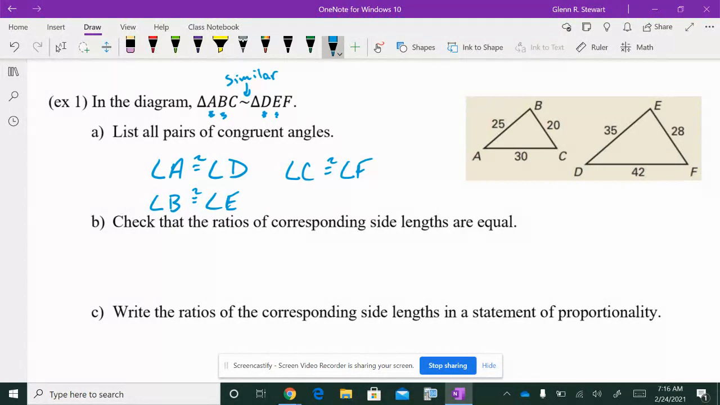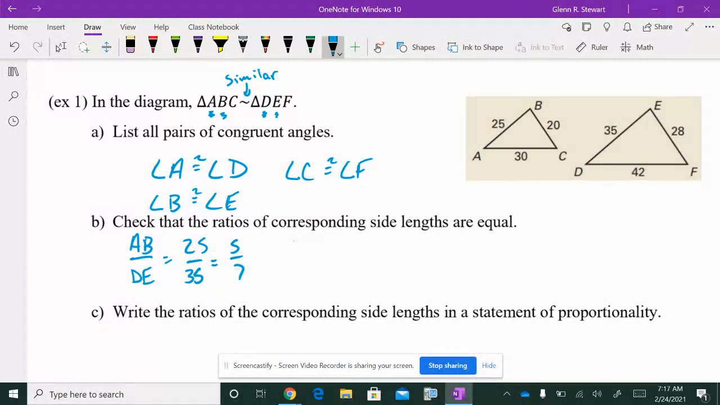So the next thing that we want to do is check that the ratios of the corresponding side lengths are equal, which means that for example in the first one, I've got AB and DE that are my corresponding sides. So in this case, 25 over 35, which is 5 over 7. When I find the other sides that are corresponding, I should get the same ratio of 5/7. If I don't, that means that these triangles are not similar. If I do, then it means that the triangles are similar.